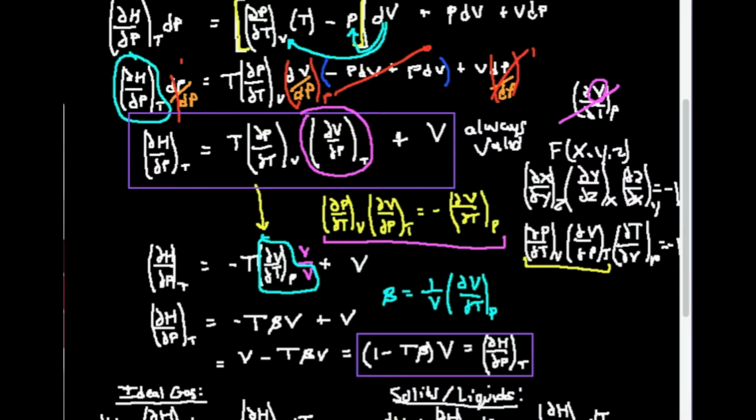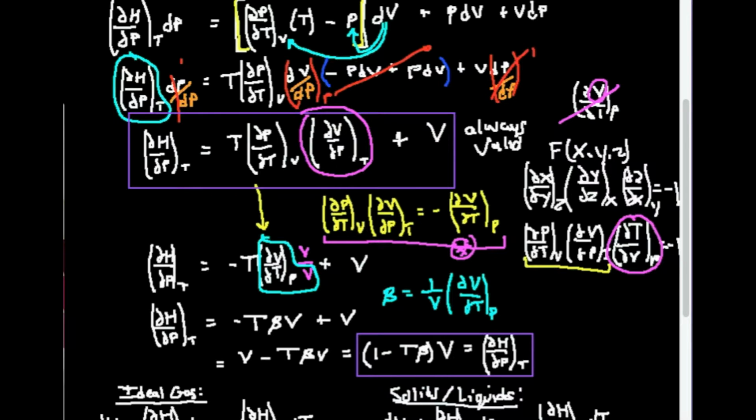So in other words, if I want to find out what these two are equal to, I can actually just divide both sides by this differential right here. And that's actually where I get this relation right there. Okay, that's from the cyclic partial derivative rule.